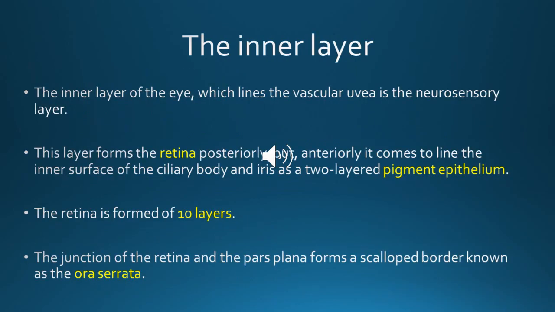The inner layer of the eye is the neurosensory layer. It's formed from neurosensory retina and retinal pigment epithelium. The retina is formed of 10 layers, and the junction between the retina and pars plana forms a scalloped border known as the ora serrata.